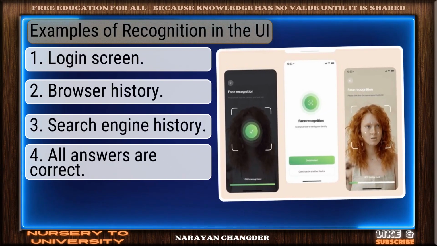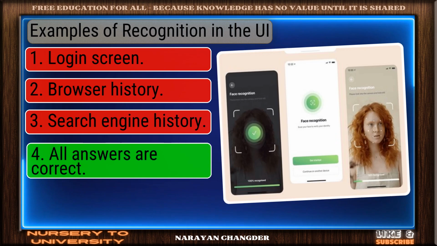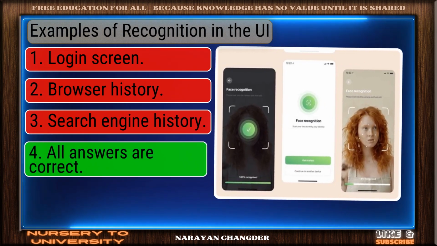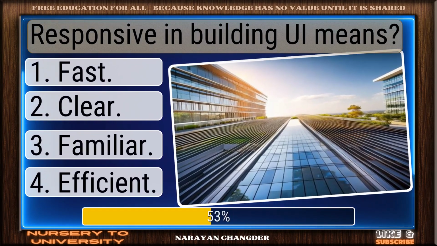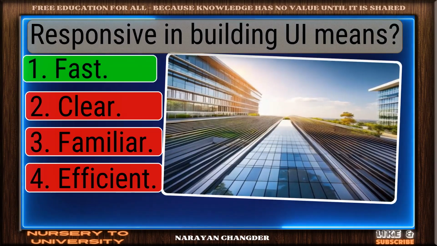Examples of recognition in the UI. Well reasoned. All answers are correct is the correct choice. Responsive in building UI means. You got it. Your choice, fast, is right.